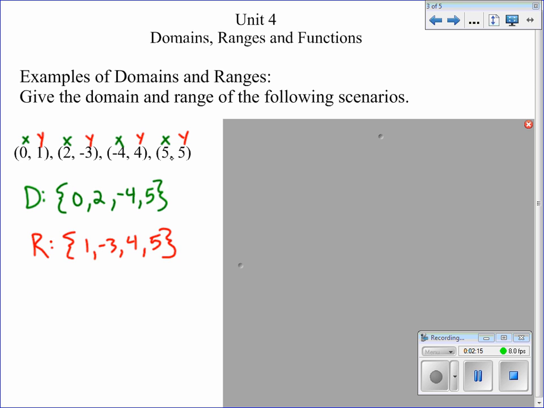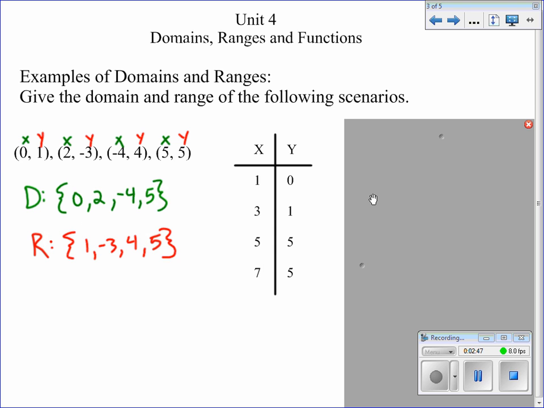It's important to realize that if there would ever be a repeat in either the domains or the ranges, for example, if we were to change this domain to a 0, then we would technically have 2 zeros in here instead of this 2. We only need to note it once. So in instances where you have a repeat in either the domains or the ranges, you only need to represent it once within your notation.